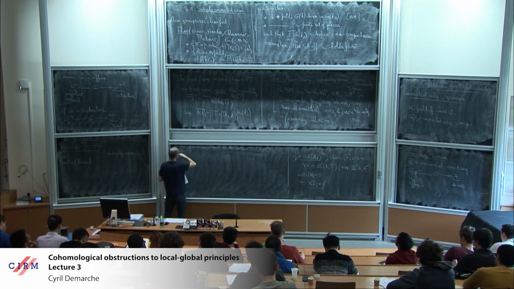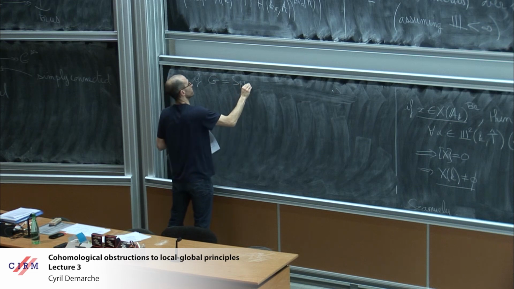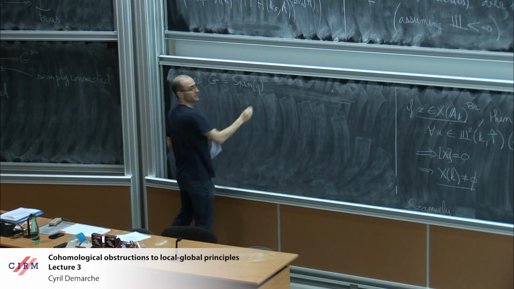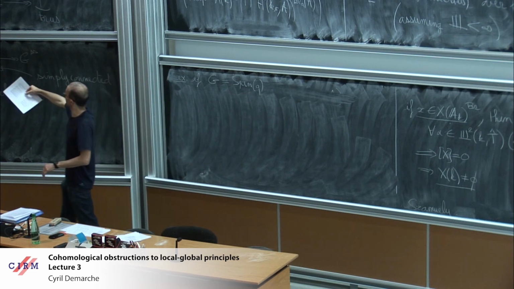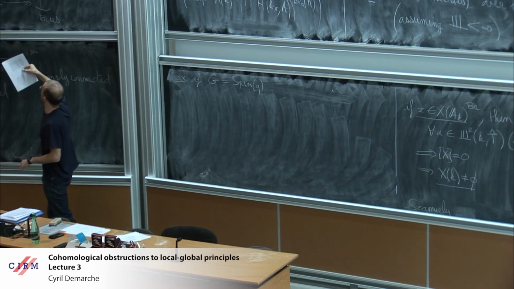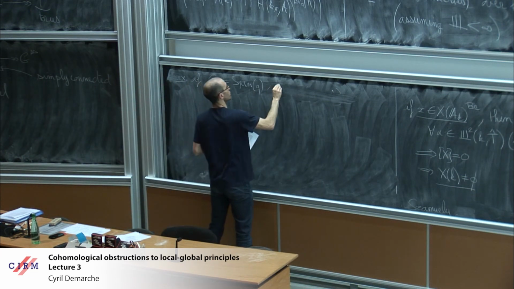But if you want an example, if G is a spin group of a quadratic form, so this is the simply connected covering of the special orthogonal group associated to Q, okay? So Q is a quadratic form.